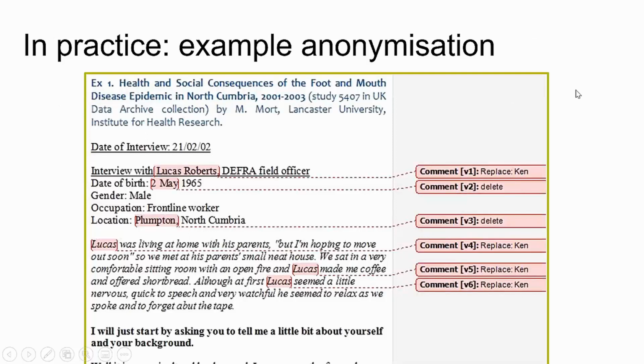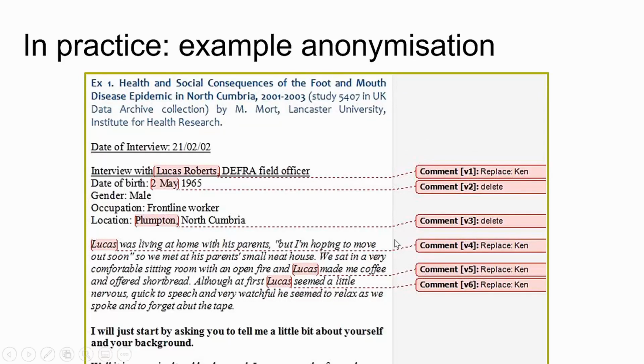So if you are anonymizing transcripts, this is an example of what we could potentially do. You'd replace the name with a different fake name. You might take out and aggregate specific dates to something that's a bit larger. So rather than 2nd of May, 1965, you just do 1965, or perhaps even May 1965. If there's a location that's mentioned, you may think about aggregating it to a larger location, or perhaps deleting it.